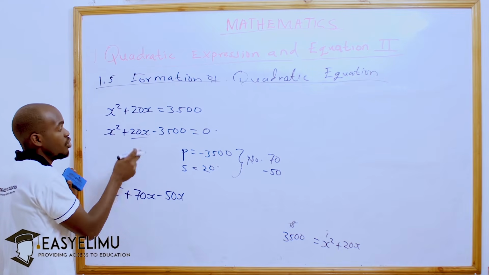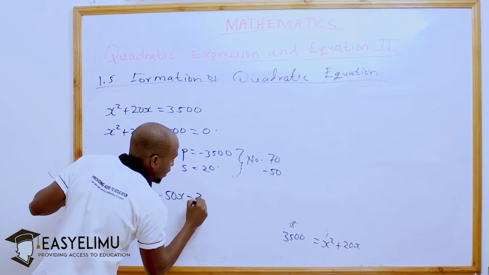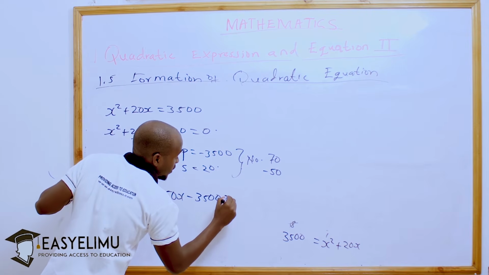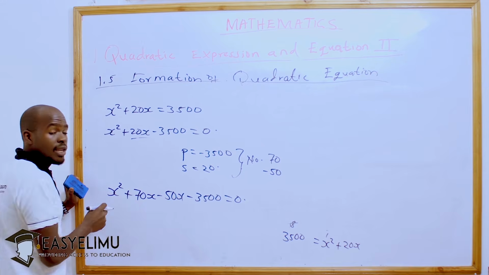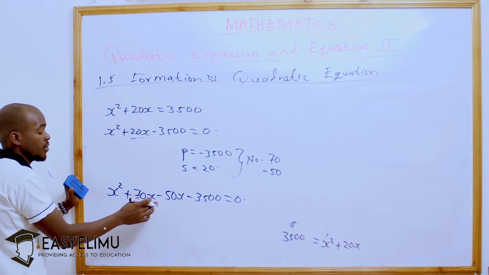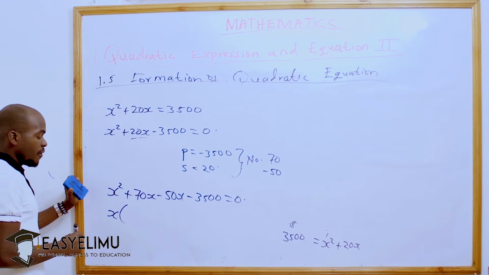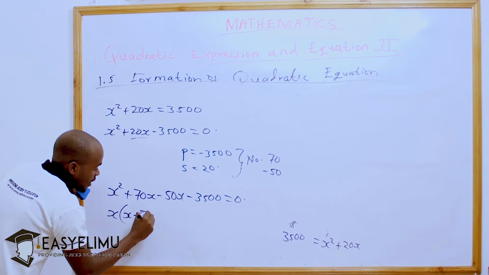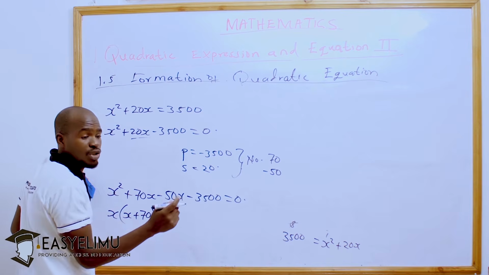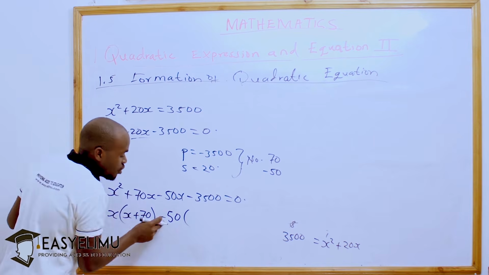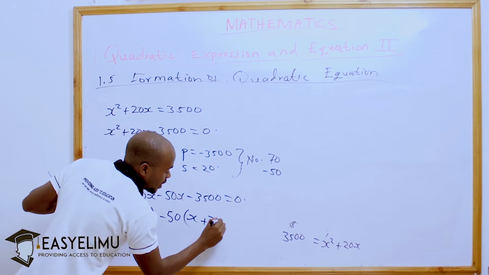And if you do this one, you are still going to get the value of b, which is positive 20x, then minus 3,500 is equal to 0. Now we are going to factor out the term which is common in both the factors. So we are identifying the first two terms, and we find it's x. So if I factor out x, I'm going to get x plus 70 minus, then in the two terms here, the one which is common is 50. Now because it's negative 50, this one will give me positive x, and the other one will be positive 70 is equal to 0.